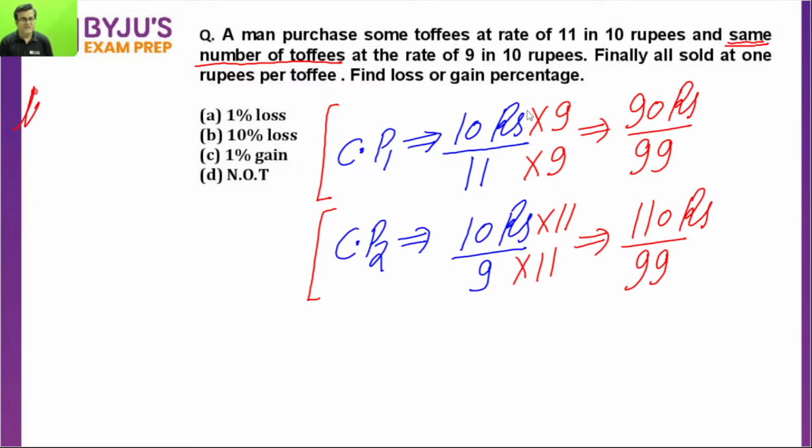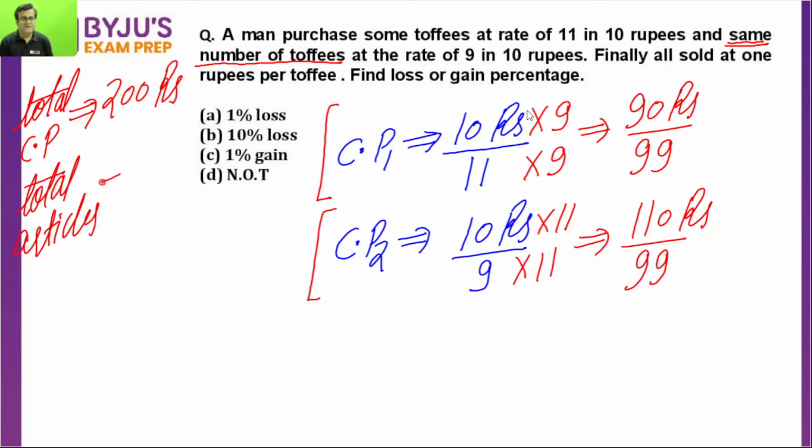So total cost is how much? 200 rupees. Total articles is equal to 198. Total cost is 200, total articles 198.